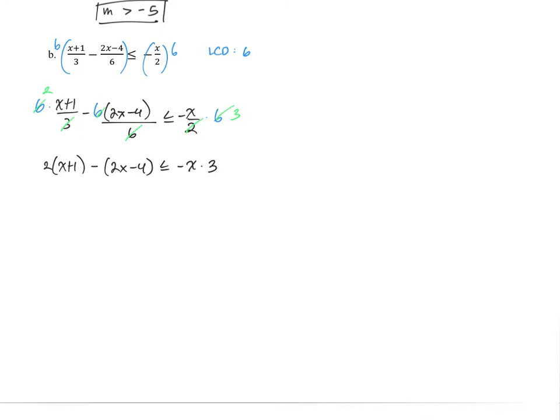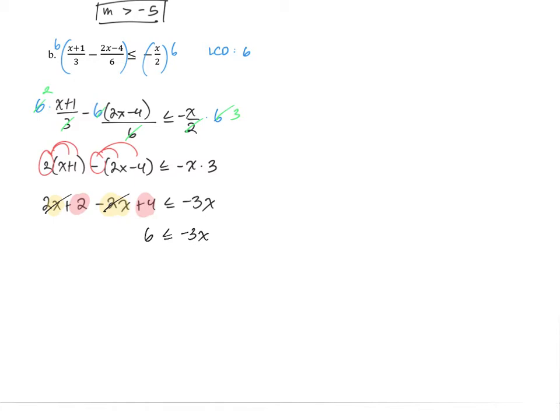Alright, I want to get rid of my parentheses. So let's go ahead and distribute in this step. I'll distribute that negative, then just multiply these two together, which will give me 2x plus 2 minus 2x plus 4 less than or equal to negative 3x. Now I'm going to go ahead and combine like terms on this side. So like terms, we have the x's and the regular numbers. So 2x minus 2x, those are gone. And then 2 plus 4 is going to be 6 less than or equal to negative 3x.